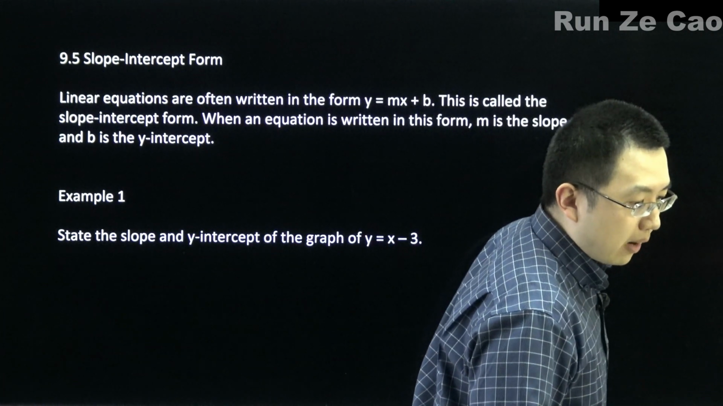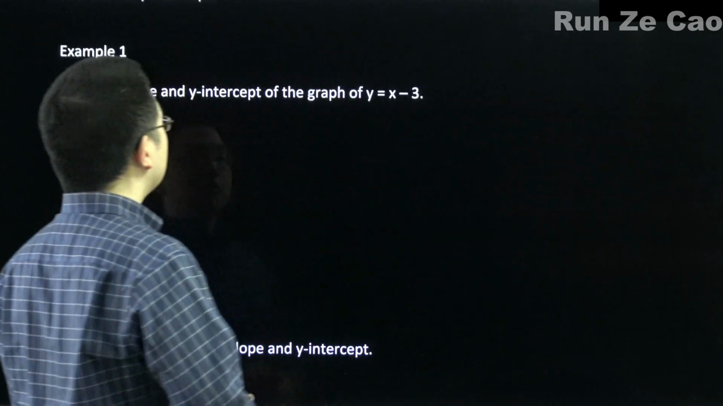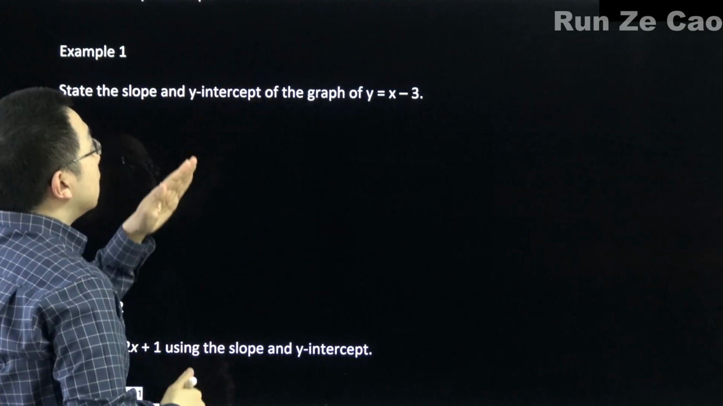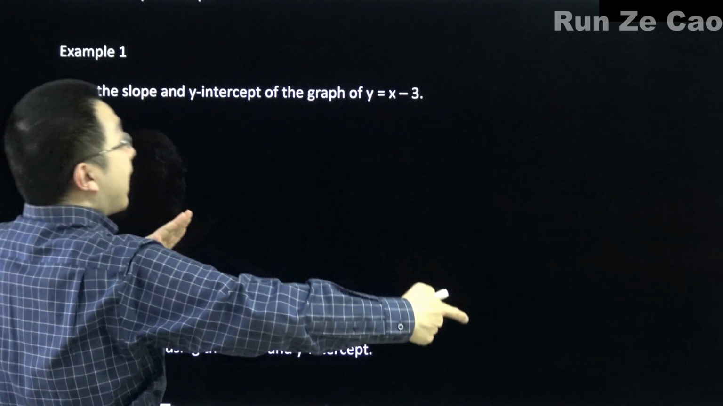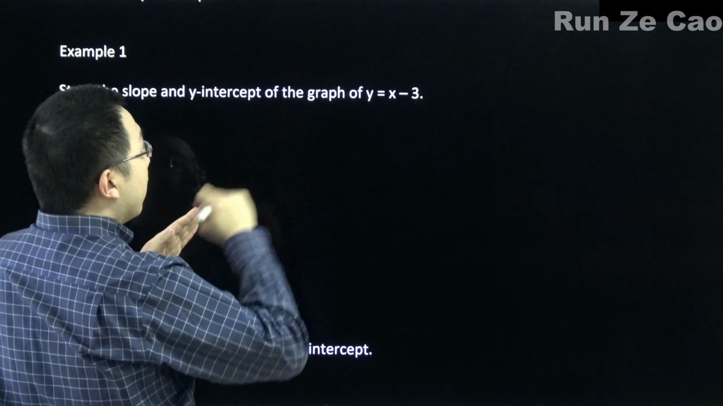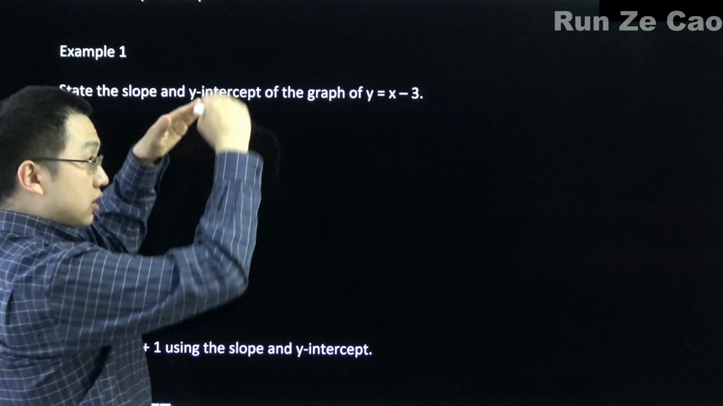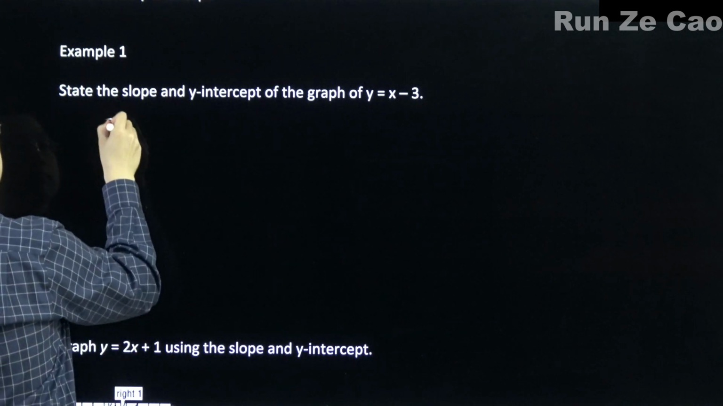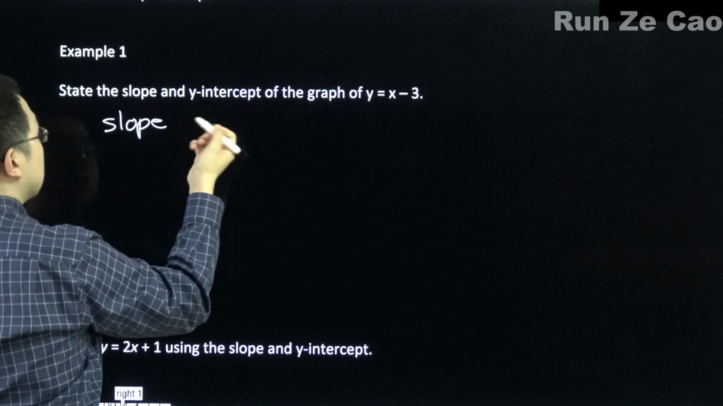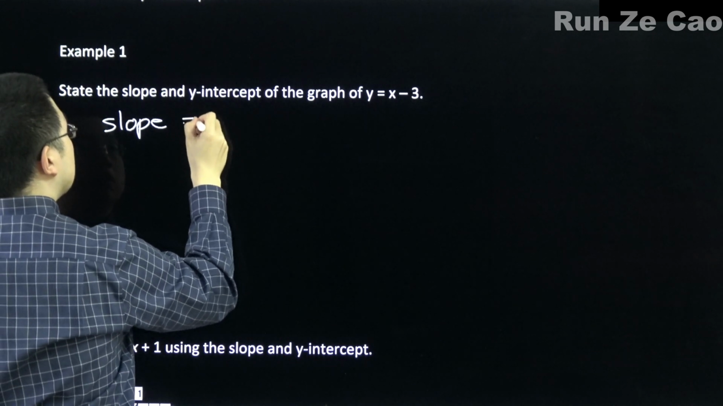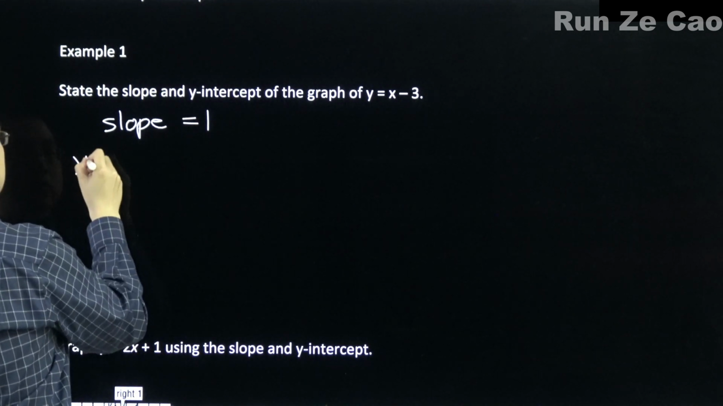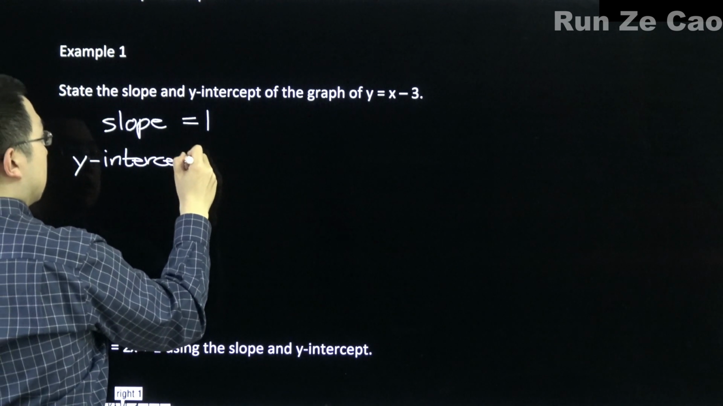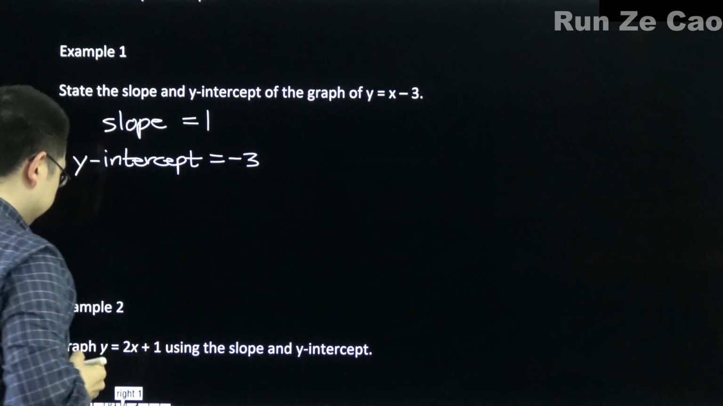Now state the slope and y-intercept of the graph of y equals x minus 3. y equals x is going to have the slope of 1, because for every 1 that x increases, y increases by 1. And minus 3, you just shift the whole thing down 3. So slope is still 1, and y-intercept is equal to negative 3.